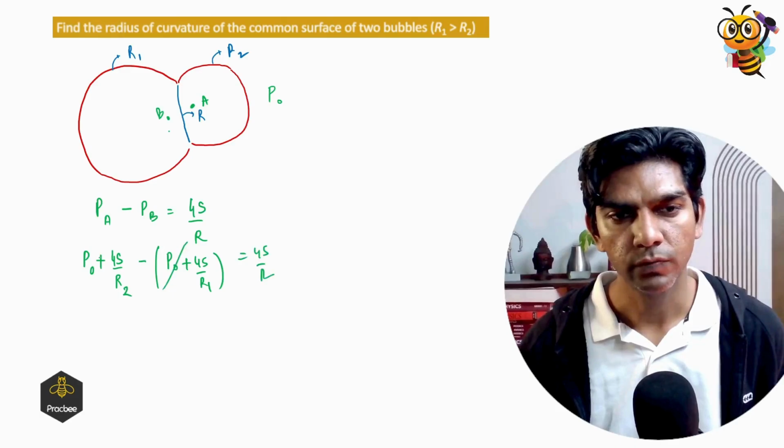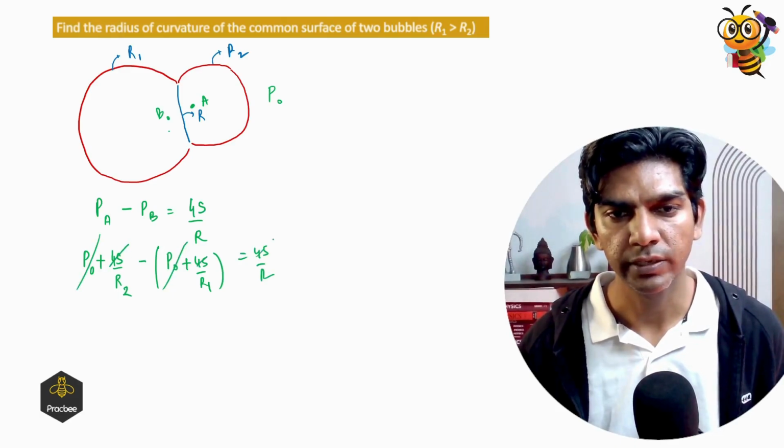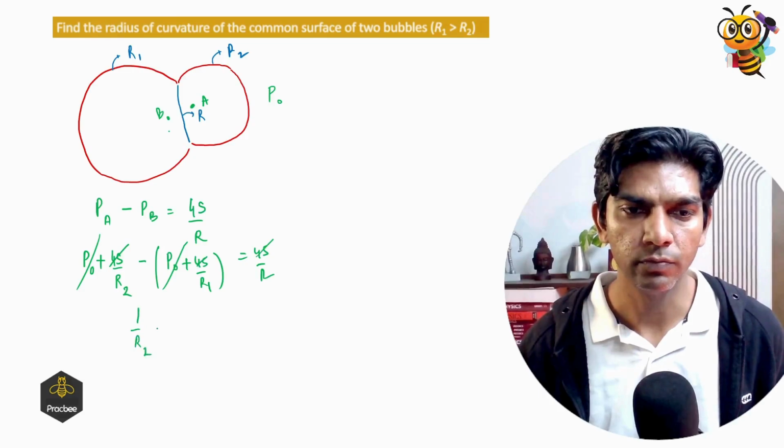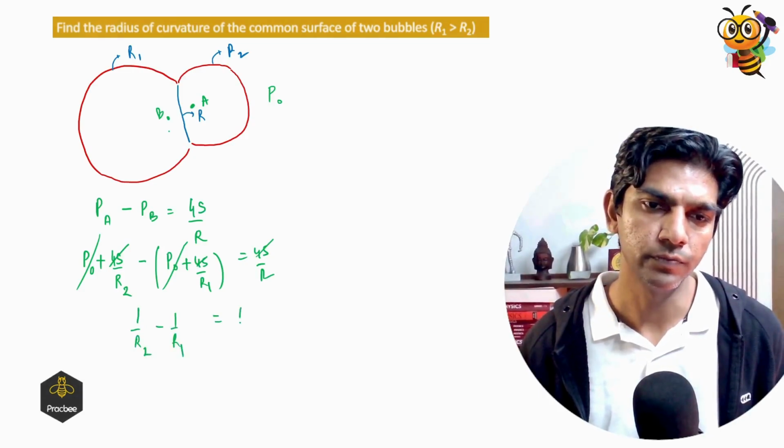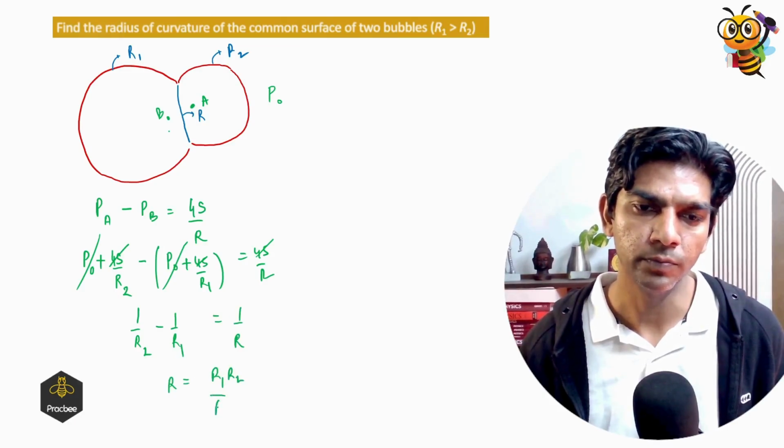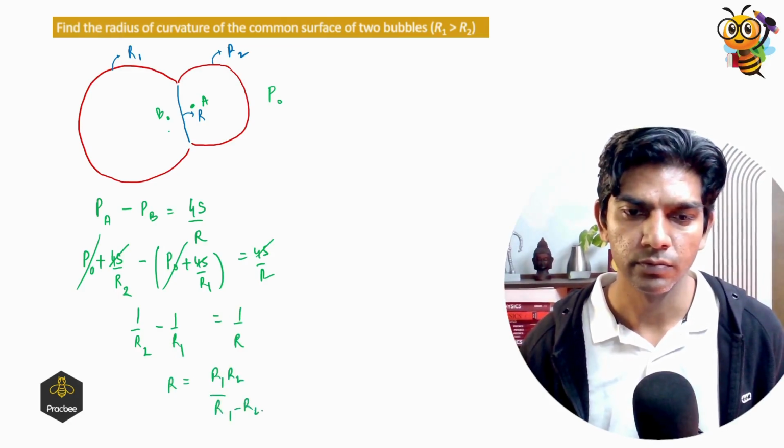So from this P naught will get cancelled out, 4S will also get cancelled out, so we'll get 1 by R2 minus 1 by R1 equals 1 by R. So R comes out to be R1 R2 upon R1 minus R2. So that should be the answer.